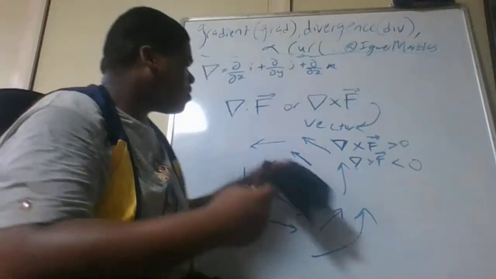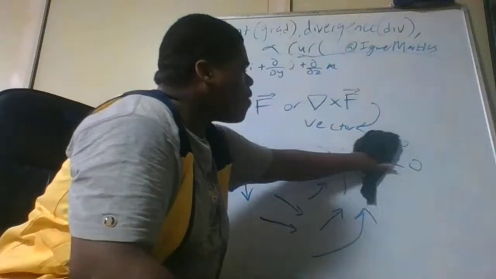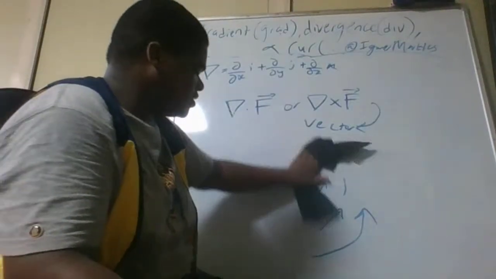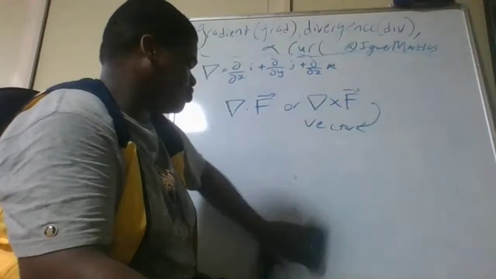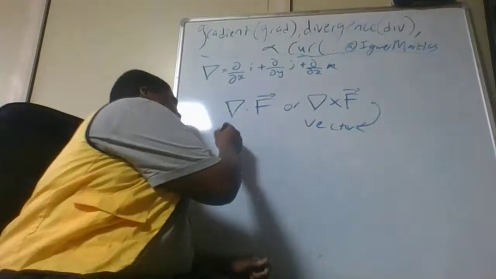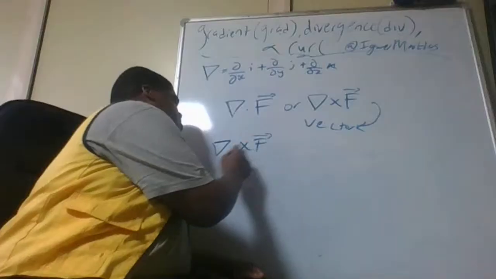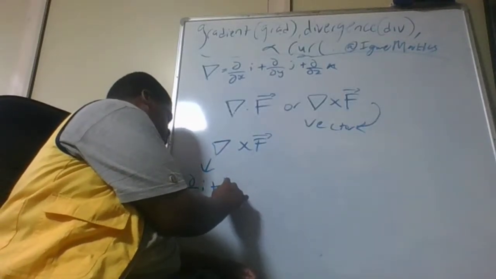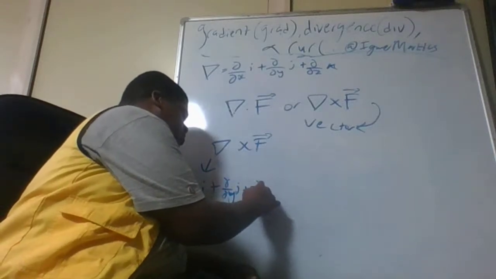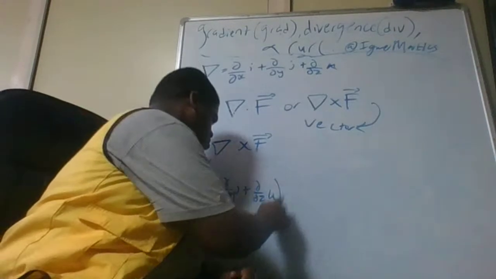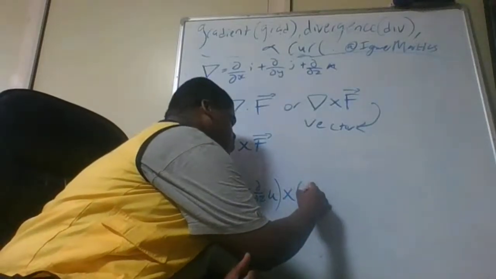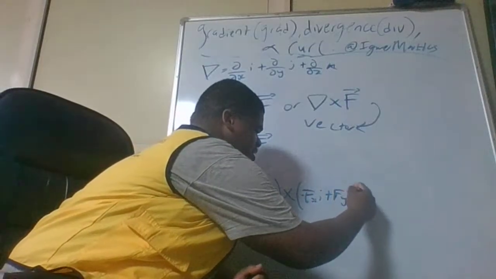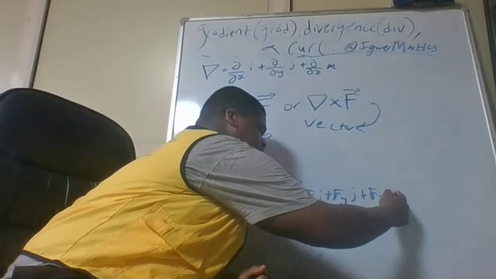So we've got our explanation on why our nabla cross f, our curl vector, is a vector. Let's give the mathematical expression for it. We have nabla cross f. Nabla is partial x i plus partial y j plus partial z k, cross another vector, f in the x direction i plus f in the y direction j plus f in the z direction k.